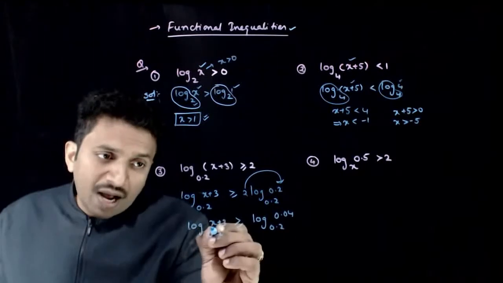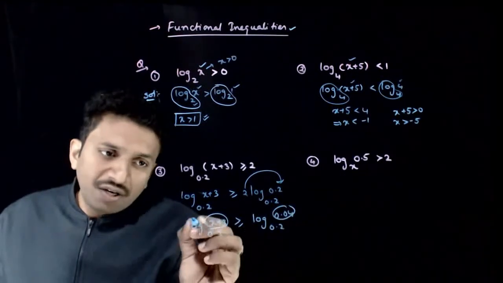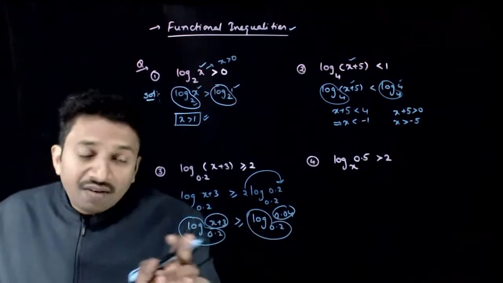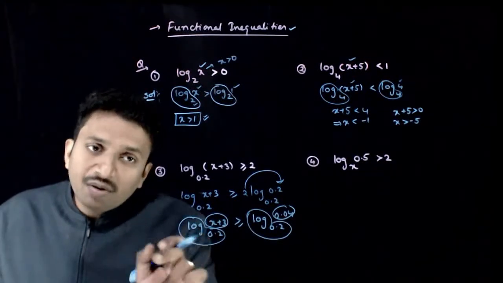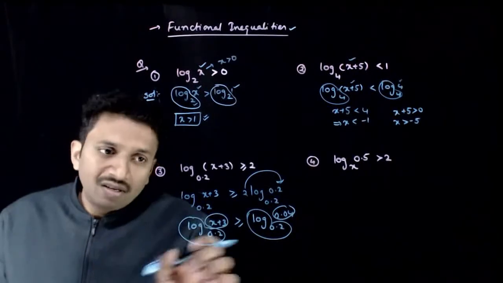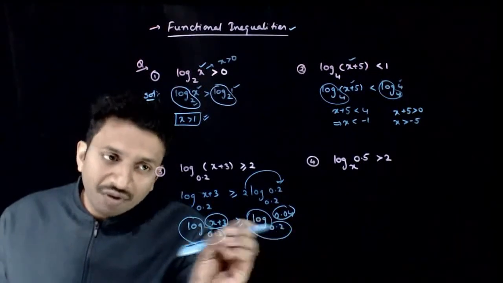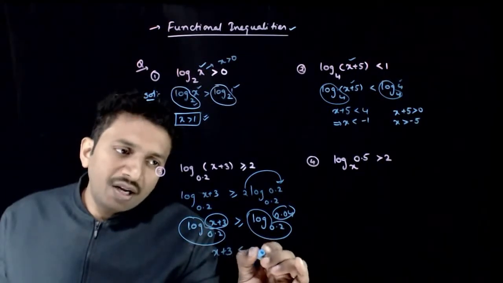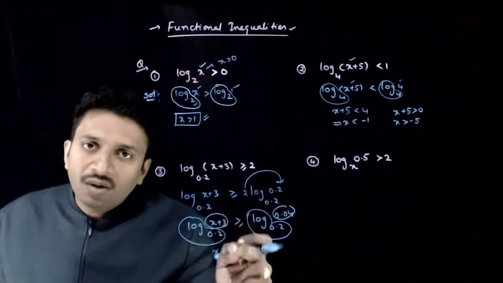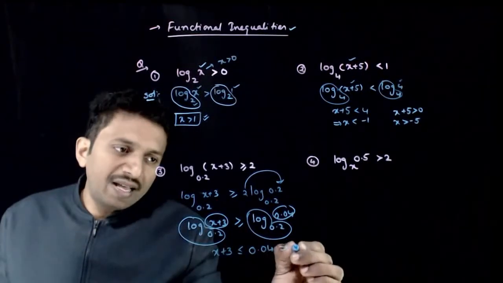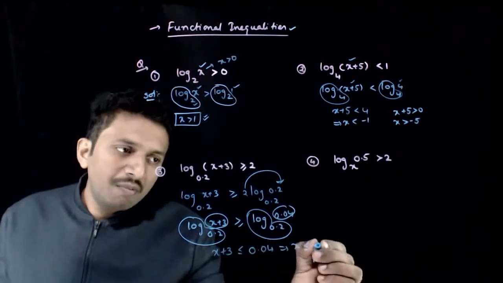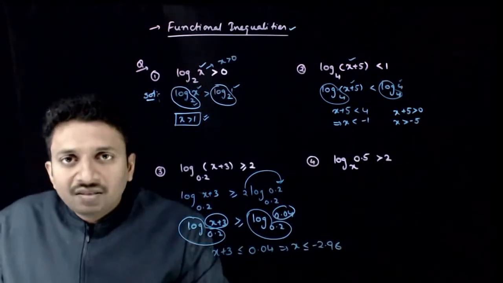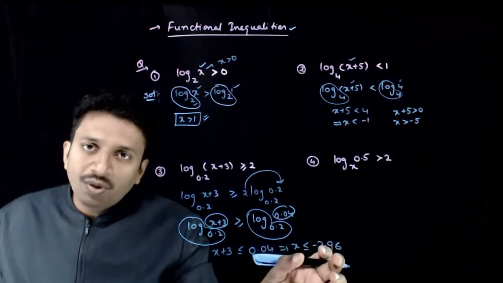Now, as you have to go to the arguments, you need to remove this function log to the base 0.2. And we have seen that if the base is in between 0 and 1, this is a decreasing function. If you remove this function, x plus 3 will be less than or equal to 0.04. The sign of inequality reverses. This implies x is less than or equal to minus 2.96. So this is the solution for this inequation.